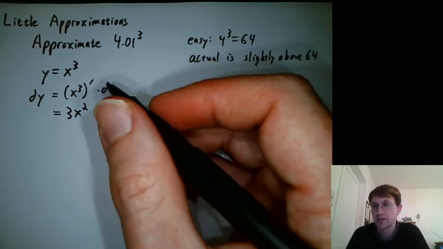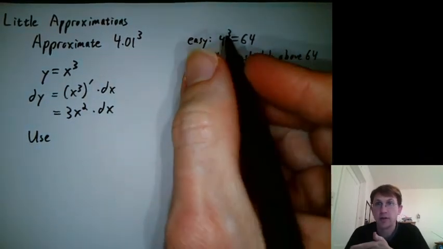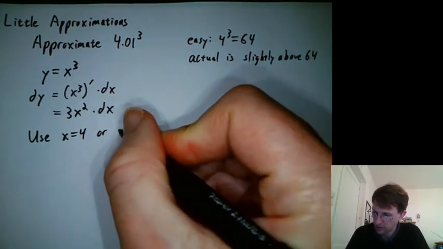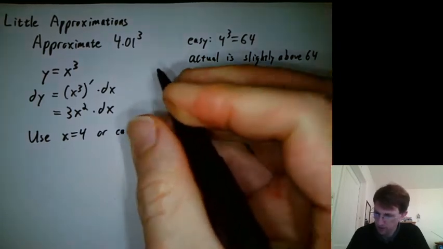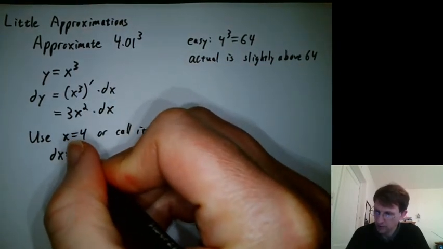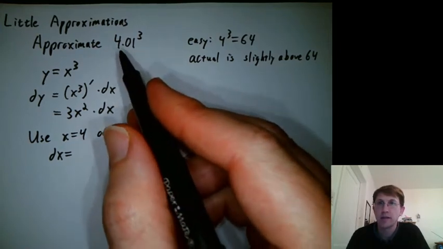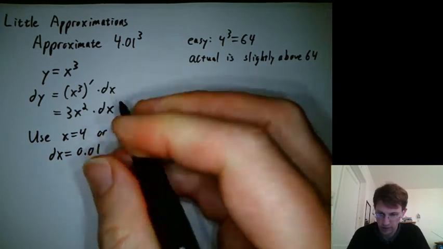Or you could think of it as c. Well, 4 is something easy to do in our heads, so let's use that. Or we could call it c equals 4. And then what would we use for dx? Well, it's however much change we need to get to the actual value that we want, so 0.01.